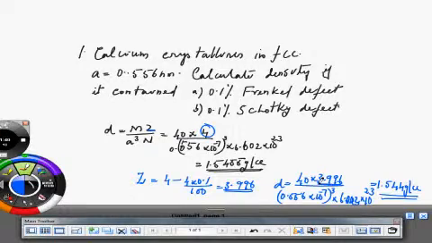There are two questions. One is when there is 0.1% Frankel defect and when there is 0.1% Schottky defect. Frankel defect is not going to change the density, so you can write the same density. With the Schottky defect, density is going to be lesser. Your percentage defect is 0.1%.